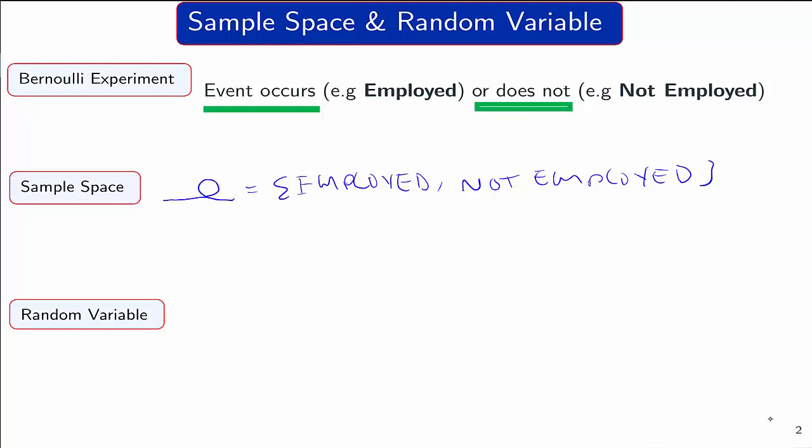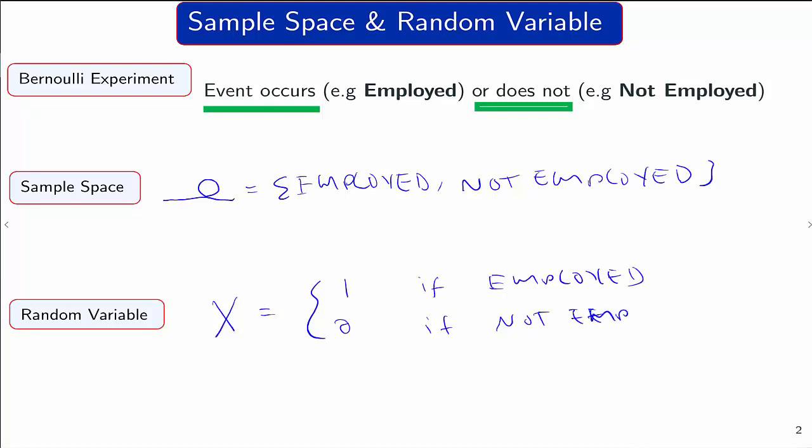So a random variable, call it X, is some variable which assigns to every point in the sample space a number. So here, for example, we could attach the number 1 if they're employed, and we could attach a 0 if they're not employed. A random variable in general just attaches a unique number to every point in the sample space. So again, we could attach 4 and 5, or -1 and -2, and so on.